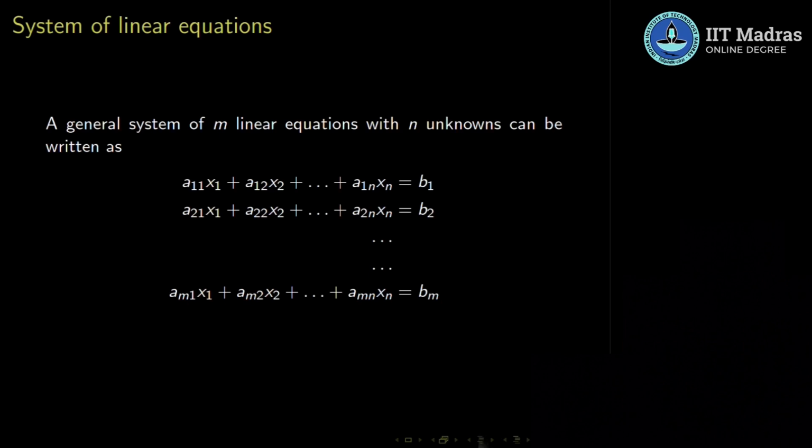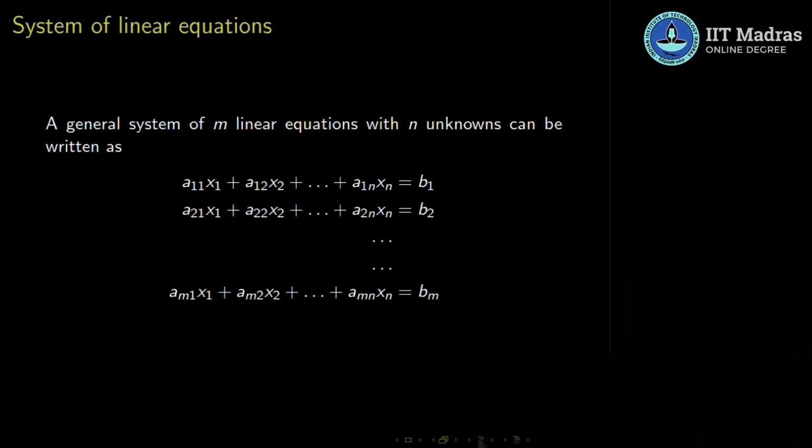A general system of m linear equations with n unknowns is like this: a11 x1 plus a12 x2 plus a1n xn is b1, and then all the way up to am1 x1 plus am2 x2 plus amn xn is bm. So there are n unknowns, which are the xi's, and there are m equations. For each equation we have a constant on the right hand side. So for the ith equation, the constant is bi.